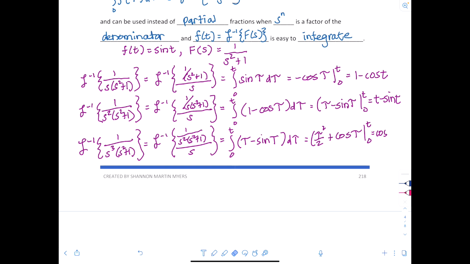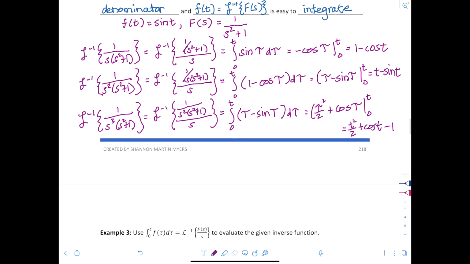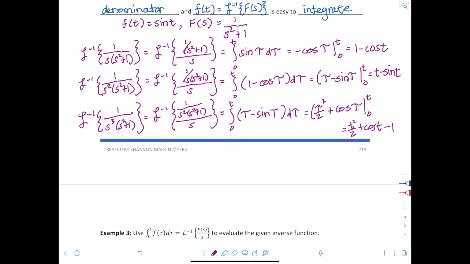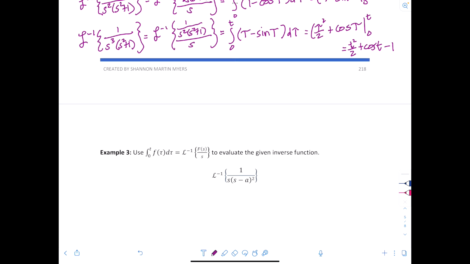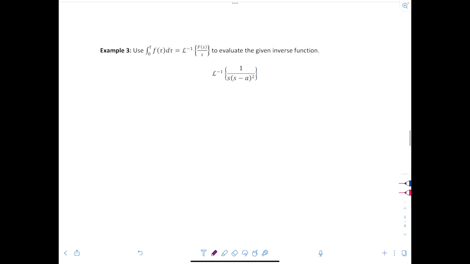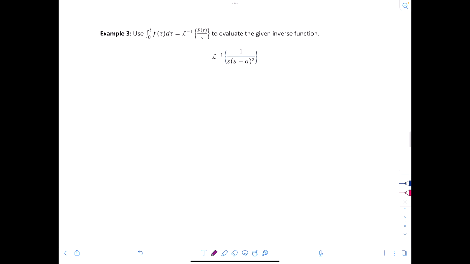Actually, sorry. This is going to be, I'll write it down here, equal to t squared over 2 plus cosine at t minus 1. Groovy? Okay, so now let's take a look at example 3. So we're going to use this integral here to evaluate our inverse function.